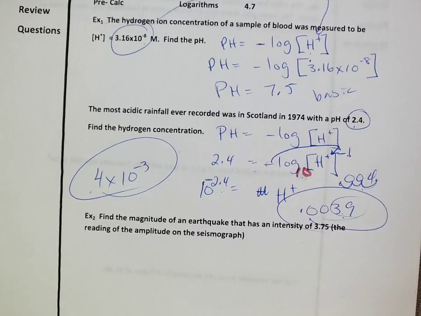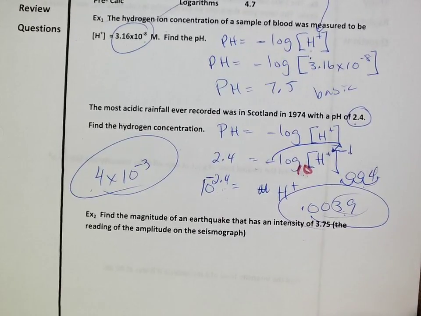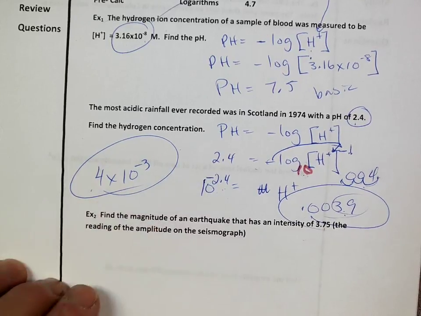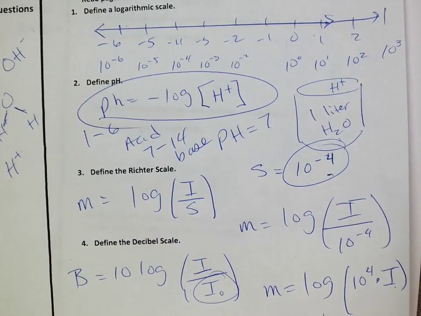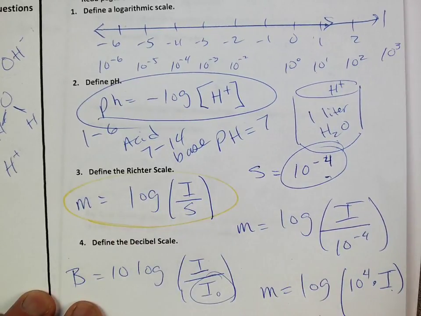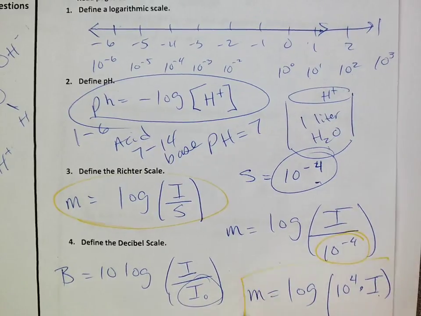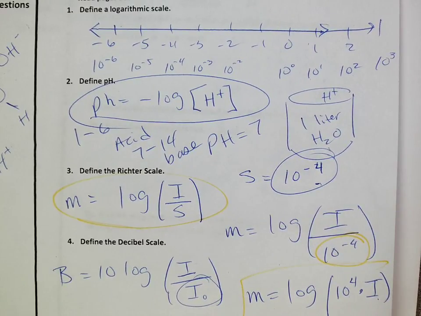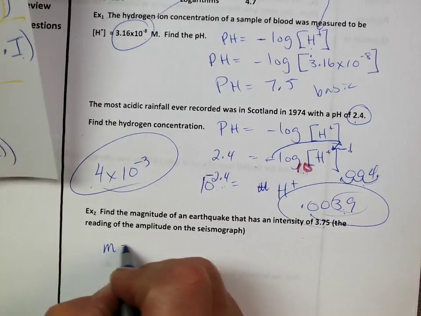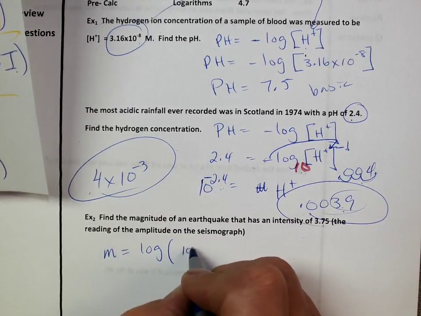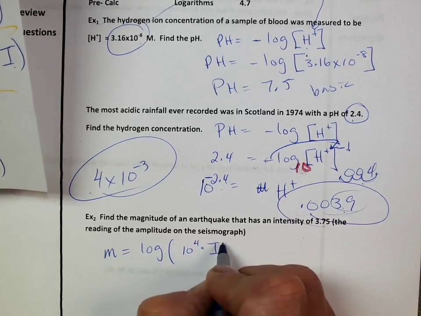Okay, number 2, magnitude. So the magnitude of an earthquake that has an intensity of 3.75. Let's find the magnitude. So we go to our magnitude formula. Here's our formula, but we said that S was 10 to the negative 4. So we really wrote it like this. We can rewrite it as magnitude is equal to the log of 10 to the 4th times the intensity, okay?